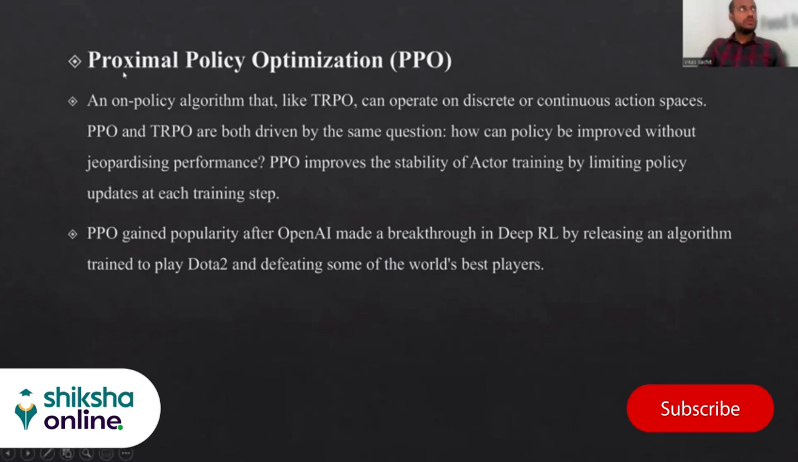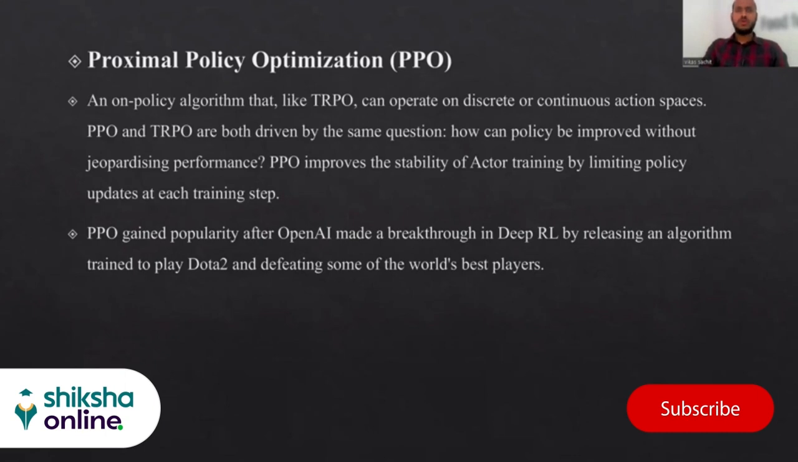The final one is that TRPO can operate in discrete or continuous action spaces. PPO and TRPO are both driven by the same question: how can a policy be improved without jeopardizing the performance? It means that when performance is attained at a certain level, for example 50% at the initial stage, our main objective is that the next level of training should increase to 55%, not go down to 45%.